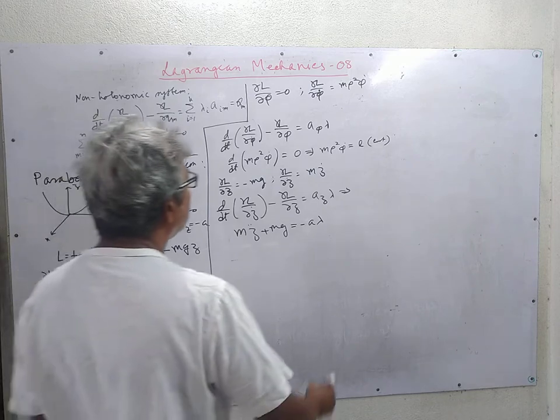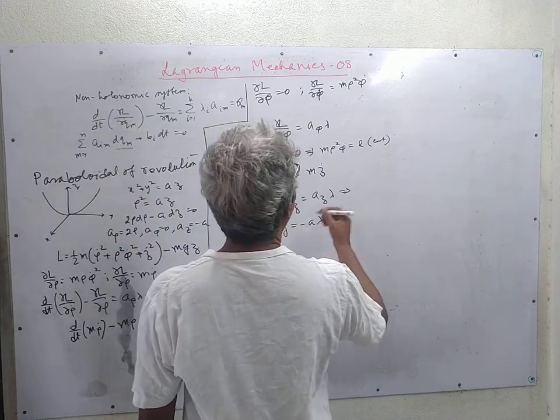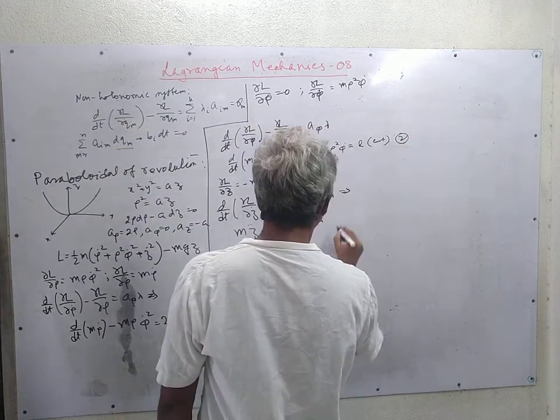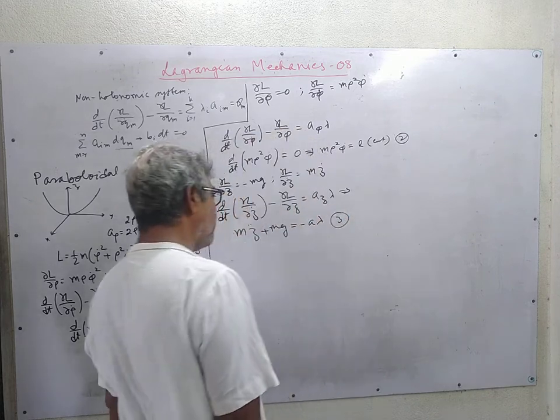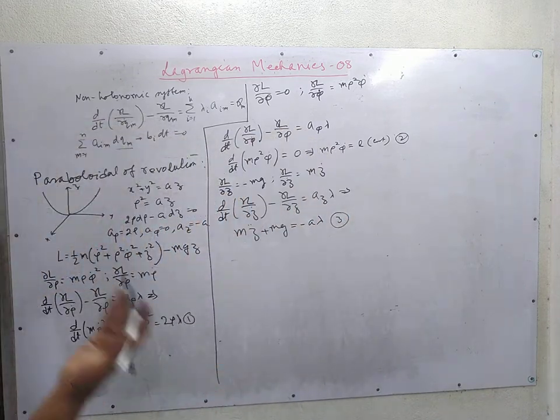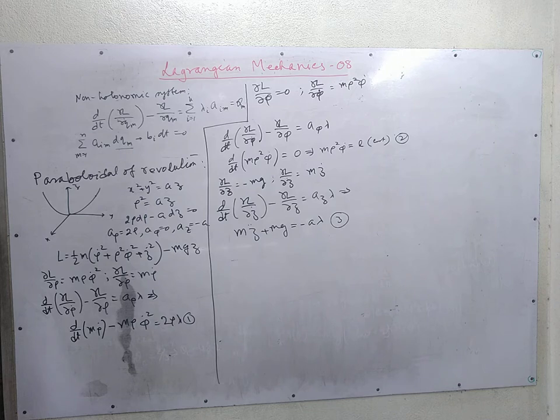This one is 1, this is 2, and this is 3. These are the equations of constraint. We can put them suitably into the equation of constraint to get further information. There are other examples also cited in the problems given to you.